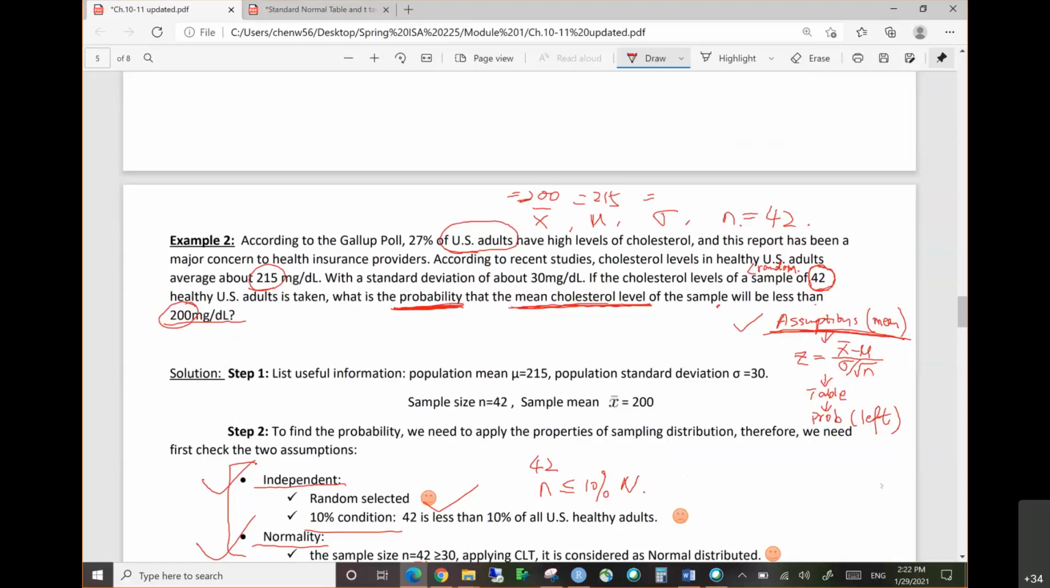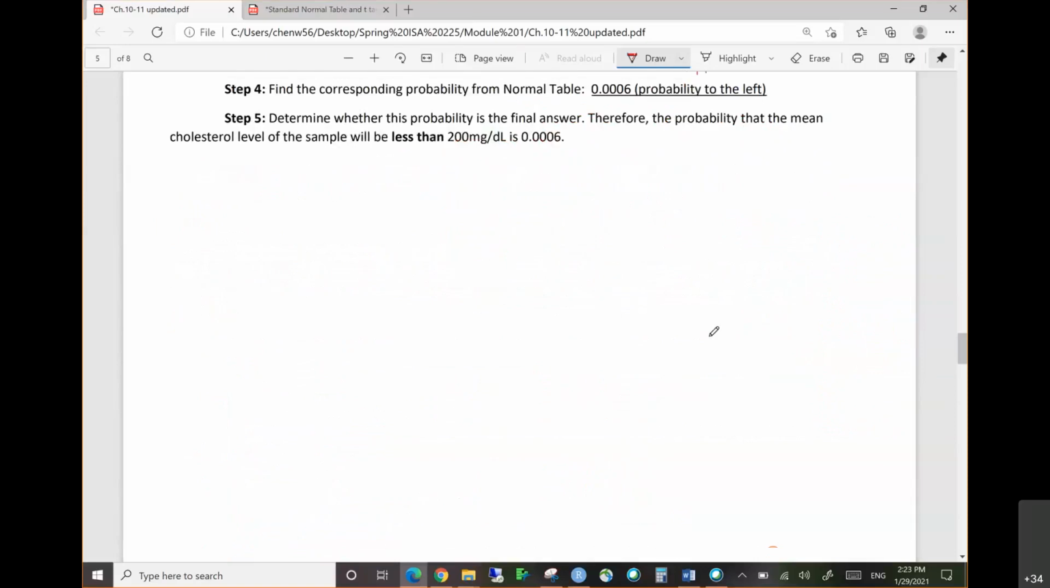What is 30? 30, right? So the sigma is the population standard deviation. So this is the population mean with a standard deviation of 30. That means this 30 is the population standard deviation, right? Okay, now we have all the information here.